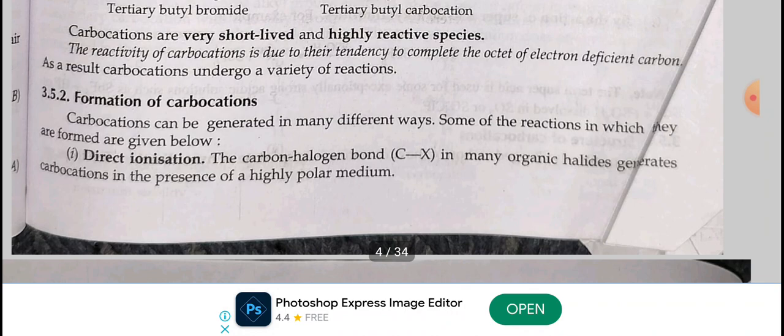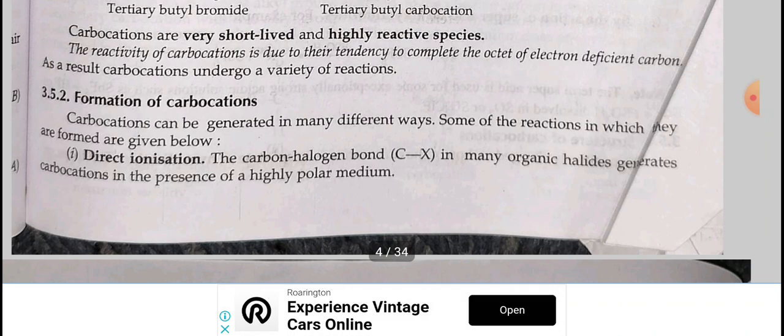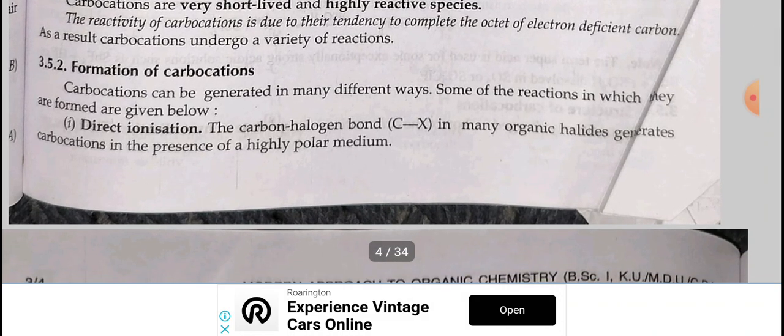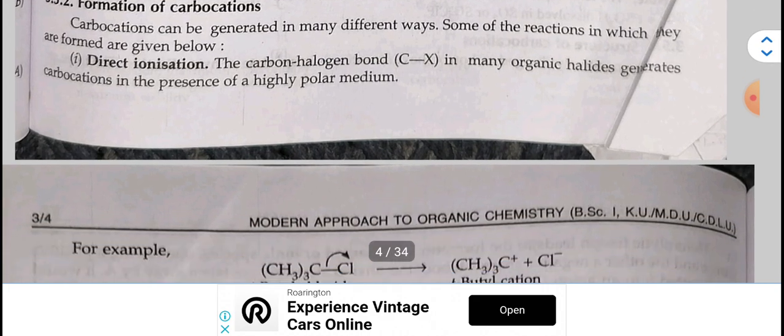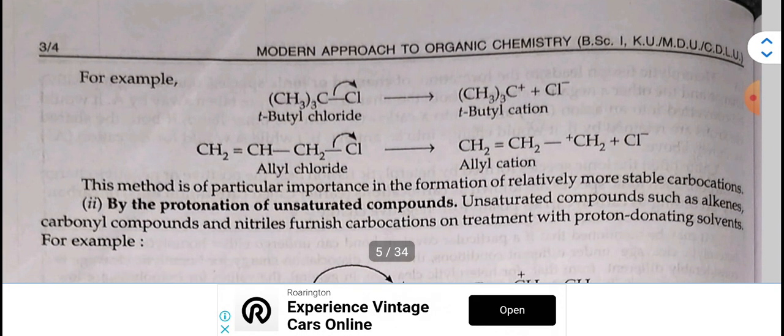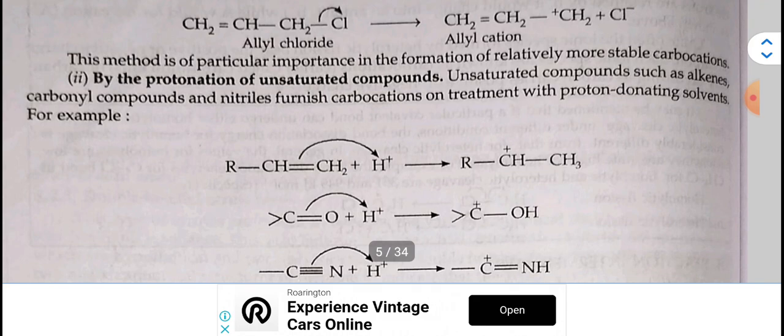Formation of carbocations. Carbocations can be generated in many different ways. Some of the reactions in which they are formed are given below. Direct ionization. The carbon-halogen bond in many organic halides generates a carbocation in the presence of a highly polar medium. For example, tert-butyl chloride gives tert-butyl cation.